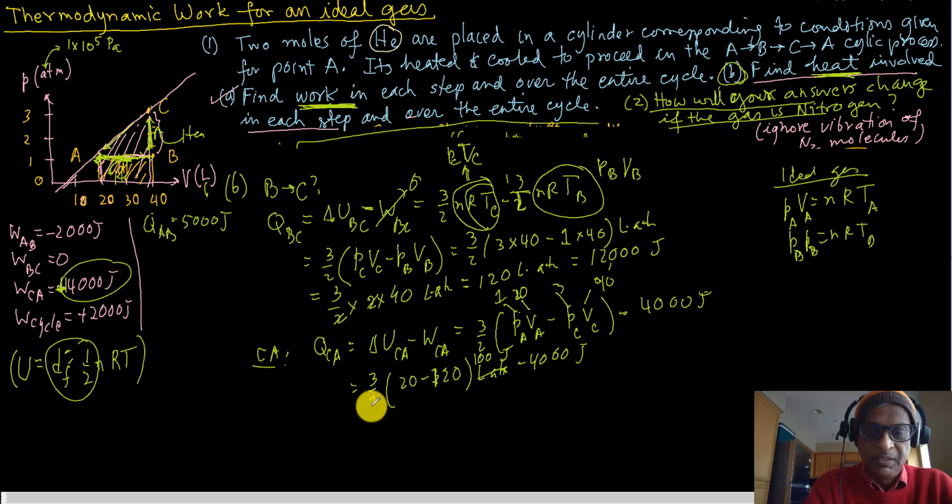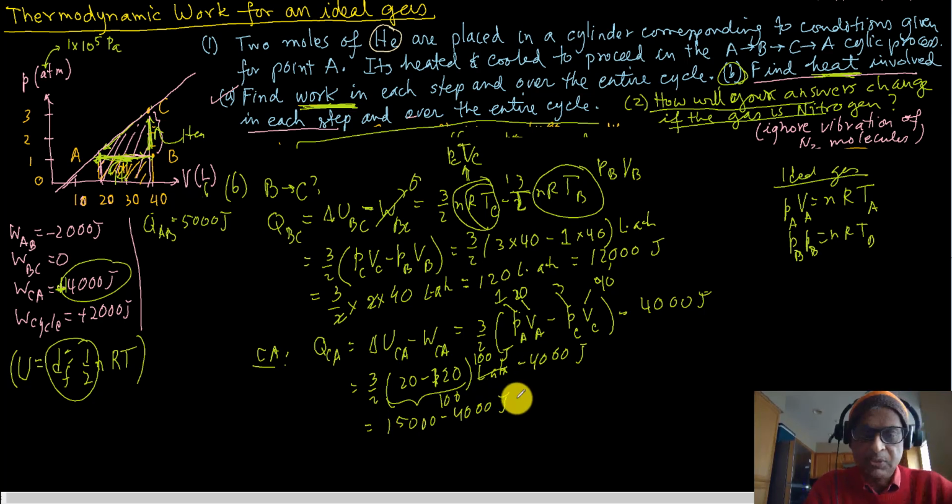So what do we get here? 3/2 times minus 100 is minus 150, and then 2 zeros, minus 4,000. Now everything in joules. This actually is minus and minus. So minus 19,000 joules. You can see I'm going to get a negative here, and this was negative there, so minus 19,000 joules.